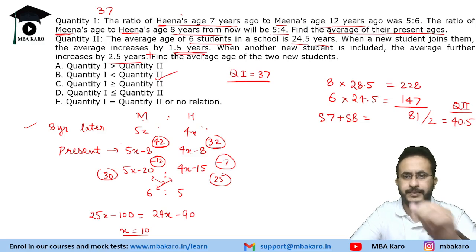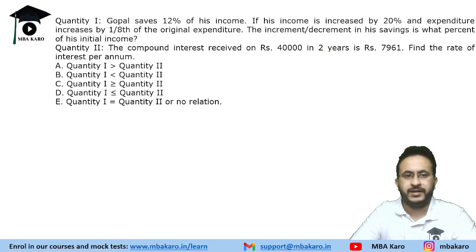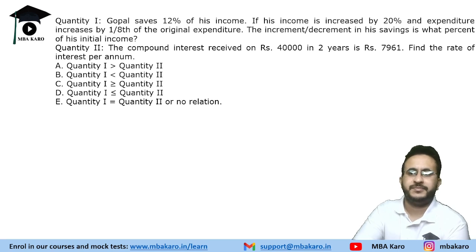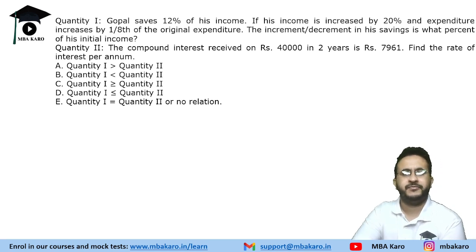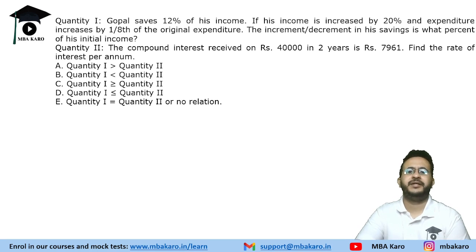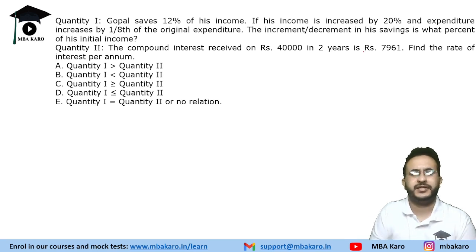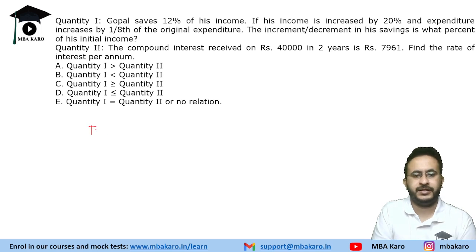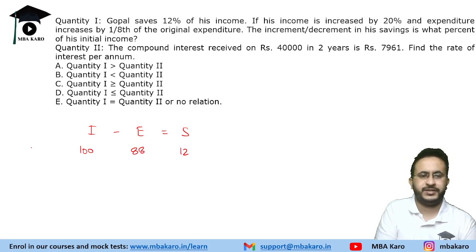Okay, so that's the answer. Next question. Gopal saves 12% of his income. His income is increased by 20% and expenditure increases by 1/8 of the original expenditure. The increment or decrement in his savings is what percentage of his annual income? Okay. All right. So income minus expenditure is savings. So in the first year he had an income of 100, his saving was 12 and expenditure was 88. Now this is year 1.